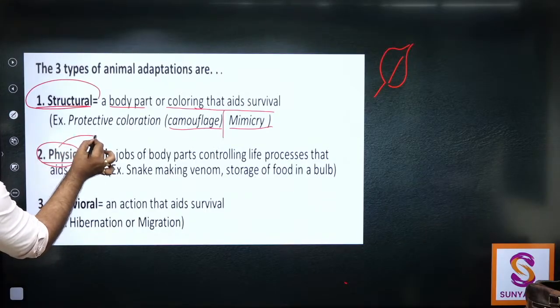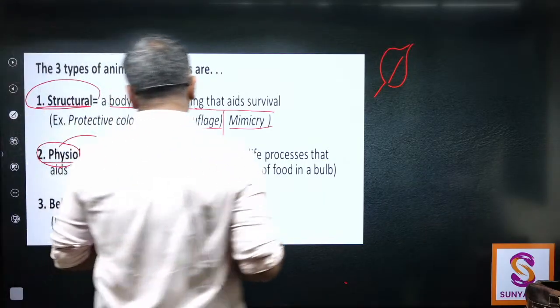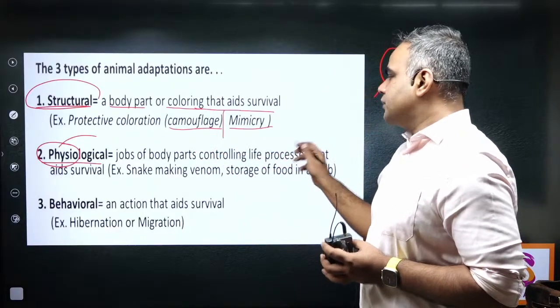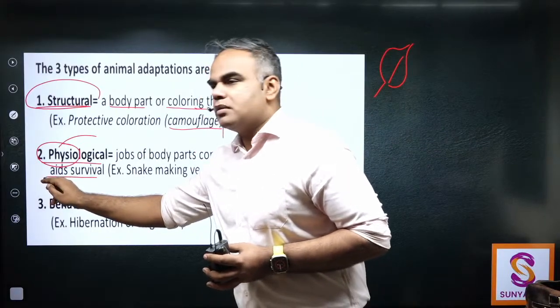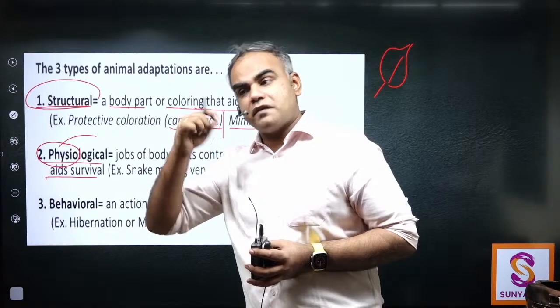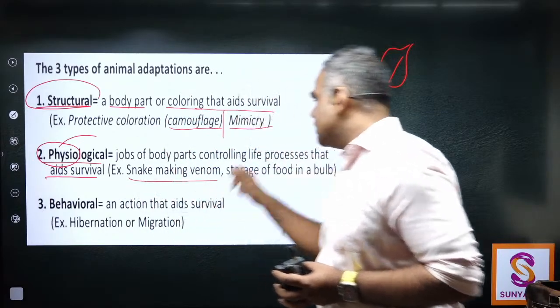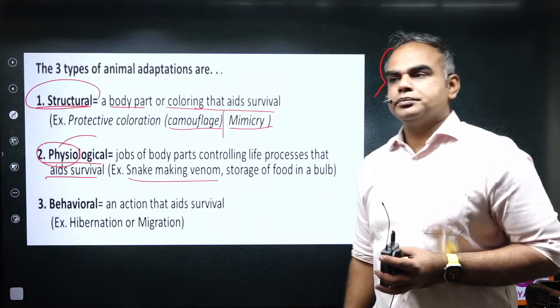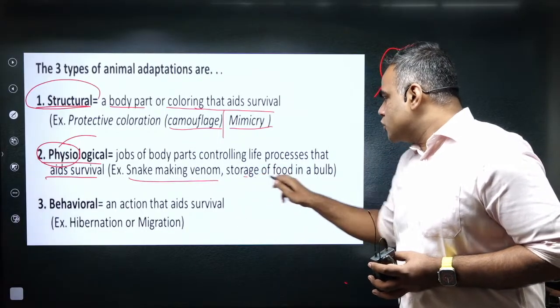Physiological simply means a function, right? So here, a certain body part helps in survival because that body part serves a function. For example, a snake making venom. Storage of food in a bulb.